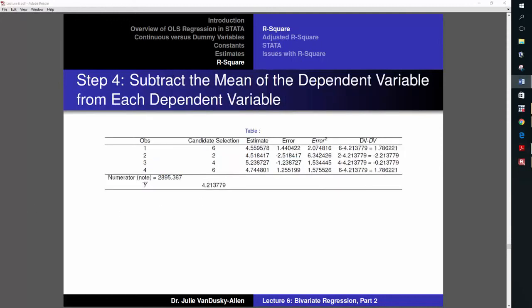The next step is to subtract the mean of the dependent variable from each individual value of the dependent variable. So the mean of the dependent variable is 4.213779. So for this first observation here, the actual value of the dependent variable is 6. So 6 minus 4.213779 is 1.786221. And you would continue to do this for each observation.